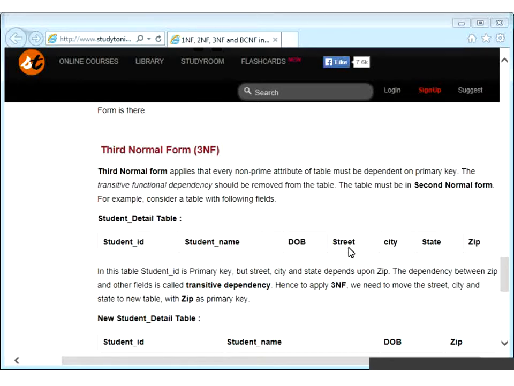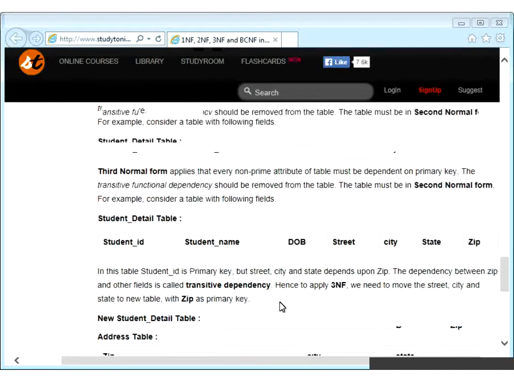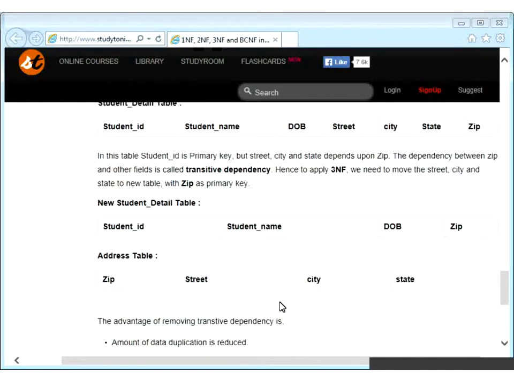For example, in this table of student, there are details like student ID, name, date of birth, street, city, state, and zip. Now these three attributes, street, city and state, are dependent on this zip code but not on student ID. So to resolve this, we should make a separate address table containing zip as the primary key, and this is used as a foreign key in our student table as well, because this was the information associated with student.